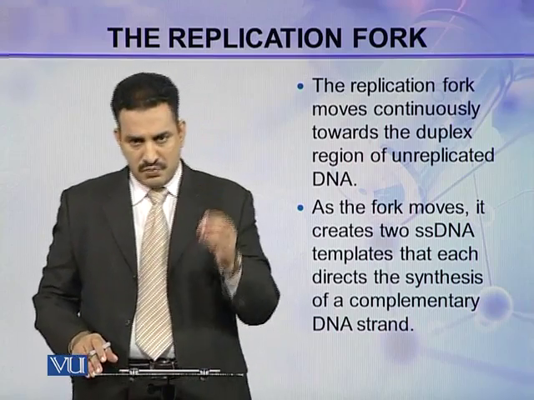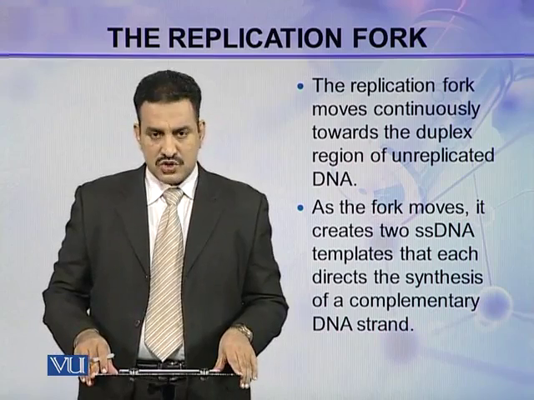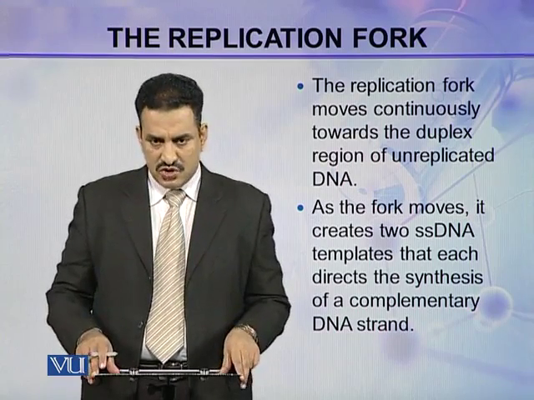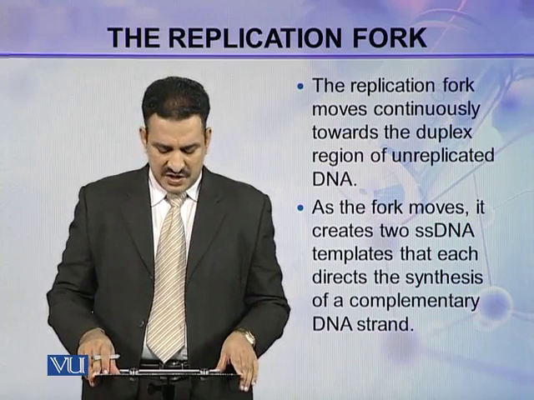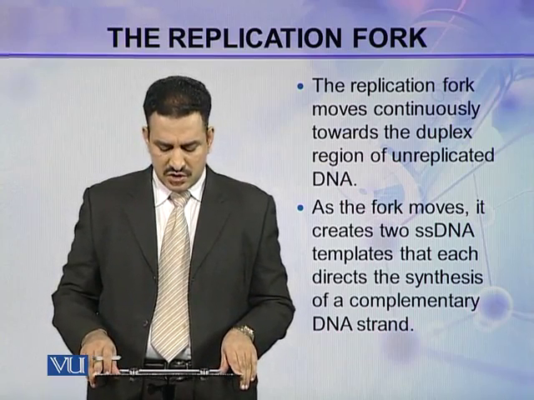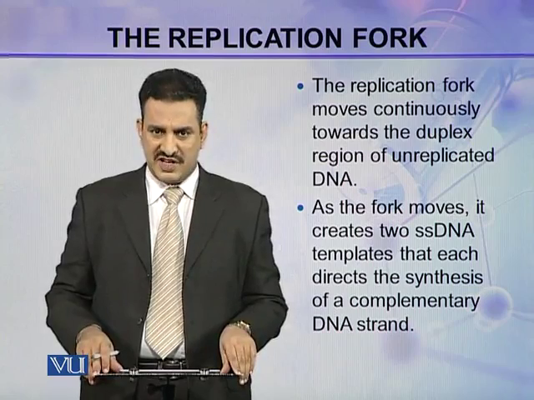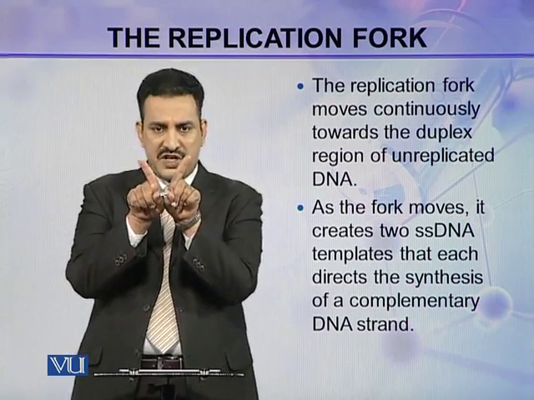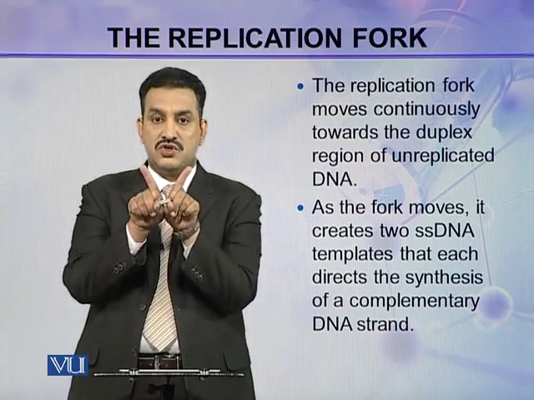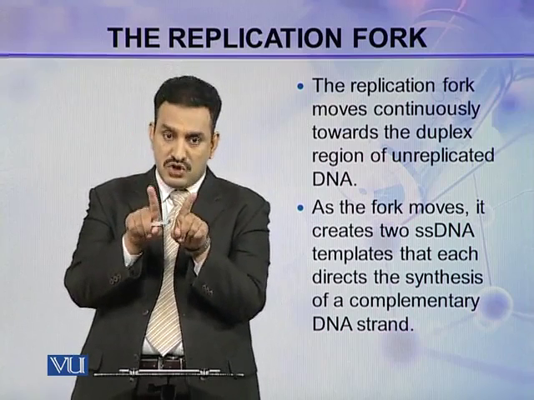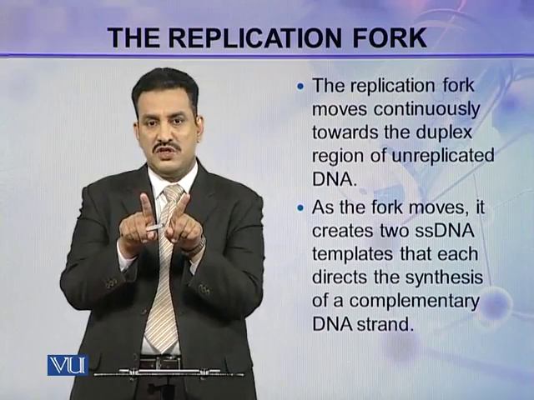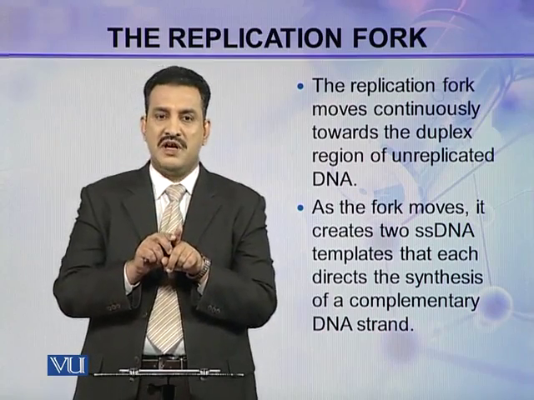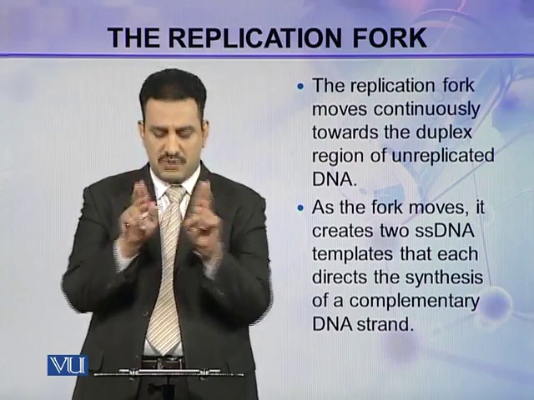As the fork moves, it creates two single-stranded DNA that each act as a template and direct the synthesis of a complementary strand. So at a replication fork, two single-stranded templates are formed, and these two templates make two new strands. In this way, a single DNA molecule will be replicated into two DNA molecules.